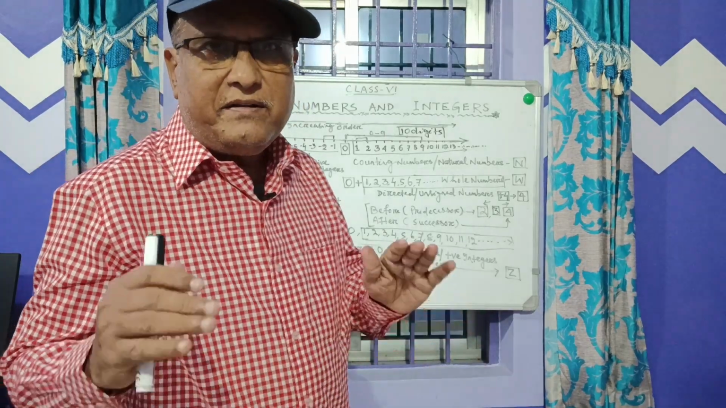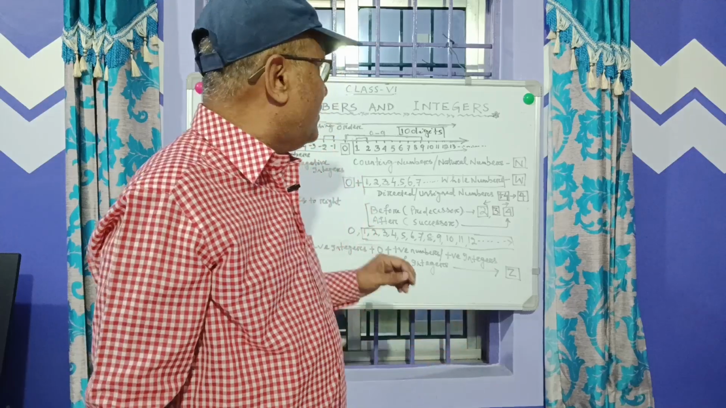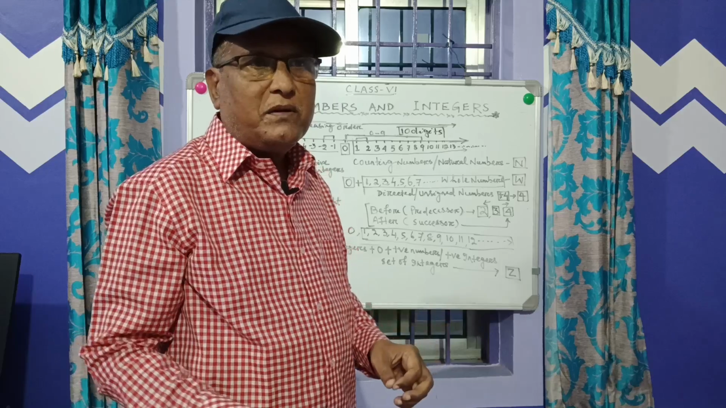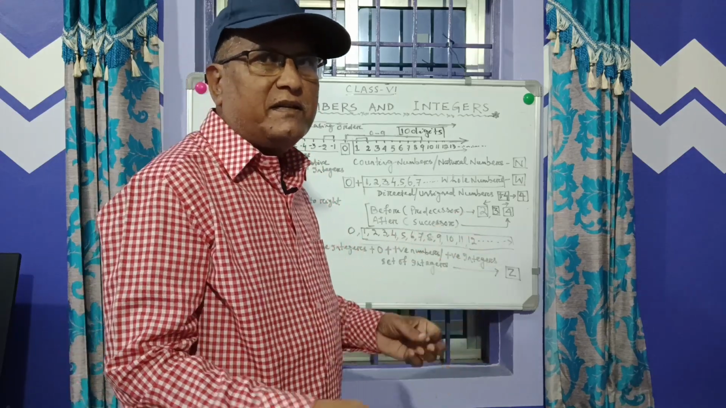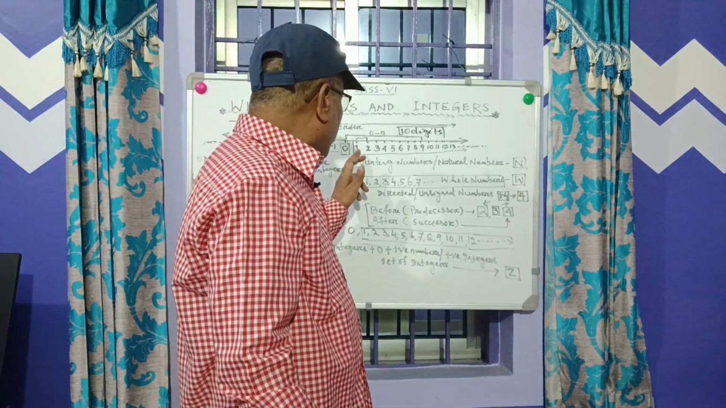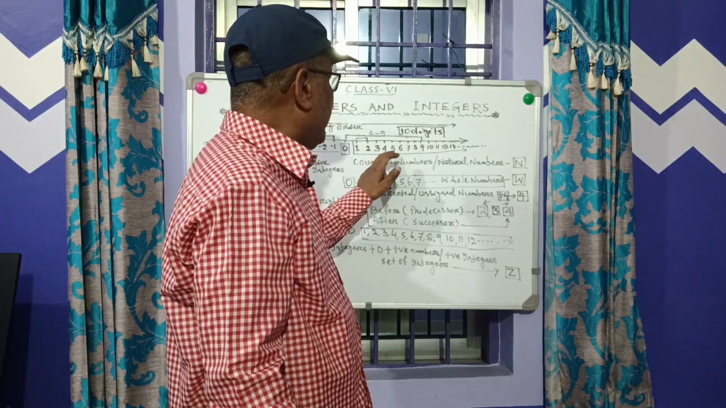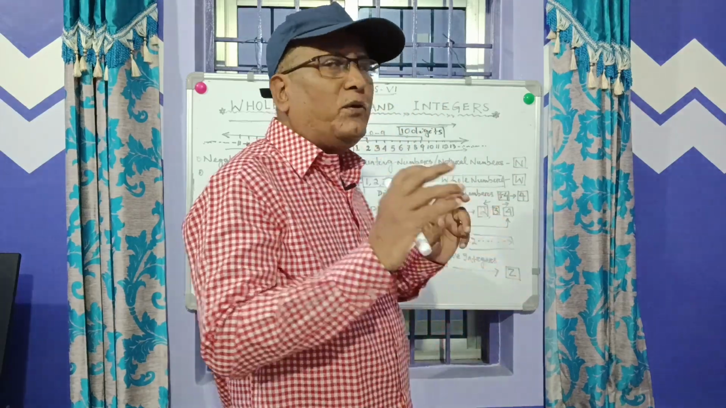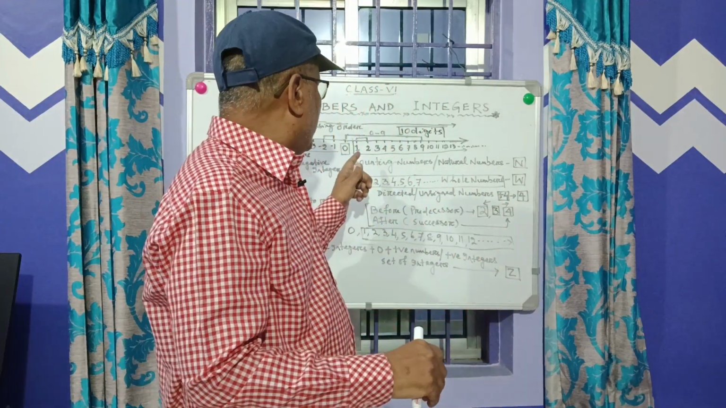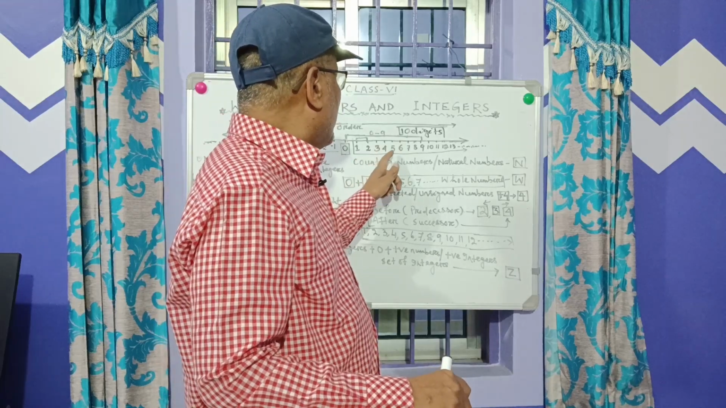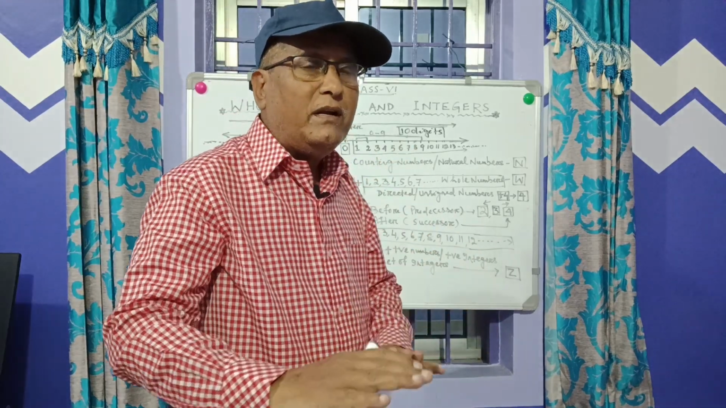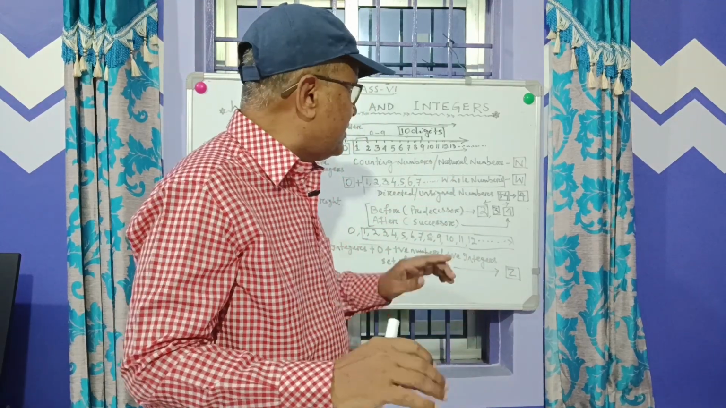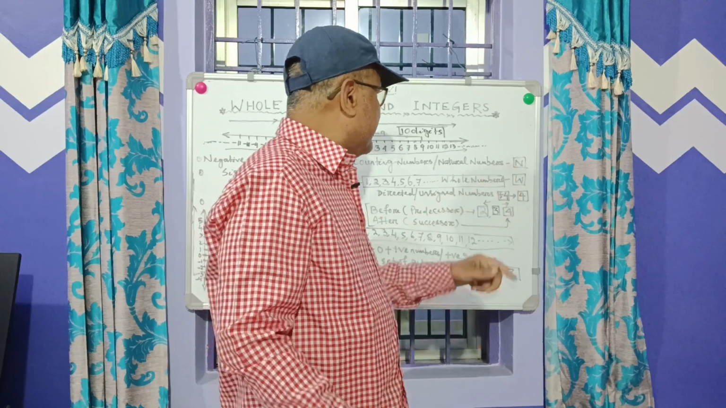In our day-to-day activities, what do we do? We take help of mathematics to count the numbers, events, articles, objects, etc. So we start counting from 1, 2, 3, 4, 5, and so on. But we don't take 0 as a counting number. So 1, 2, 3, 4, 5, 6, 7, these are counting numbers. And in mathematics, they are also called natural numbers, denoted by the symbol N.